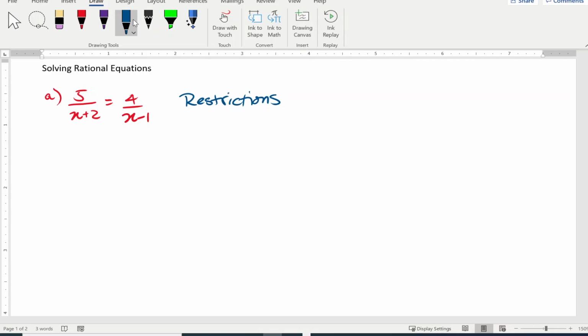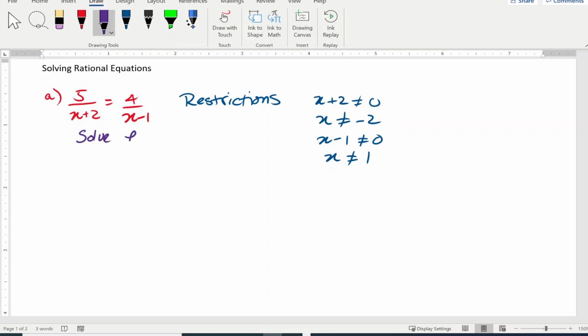So looking at the denominator in the first term, x plus 2 cannot equal 0, which means x cannot equal negative 2. In this second term here, we have x minus 1 in the denominator. That cannot equal 0, which means x cannot equal 1. So those are our two restrictions. Now to solve means to solve for the variable, in this case x. So we want to find out what value of x makes this equation true.